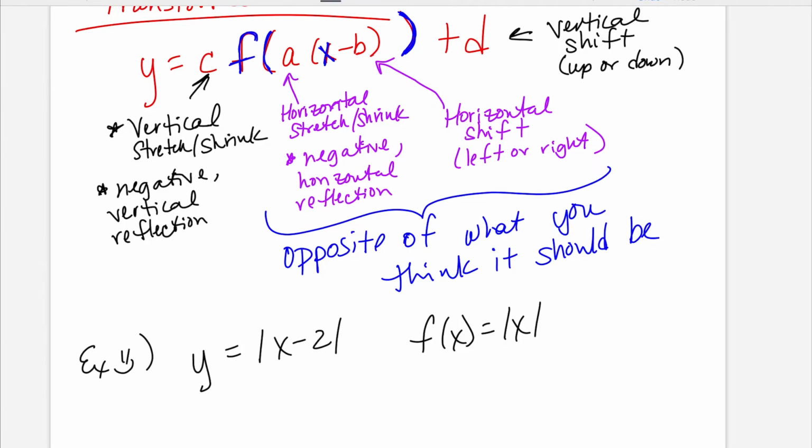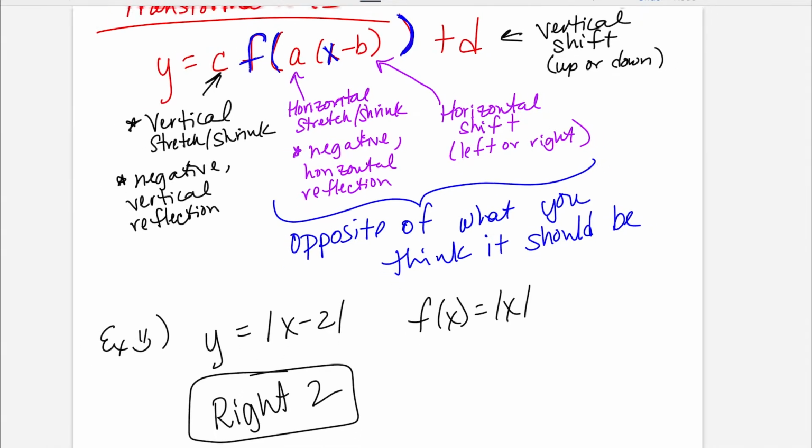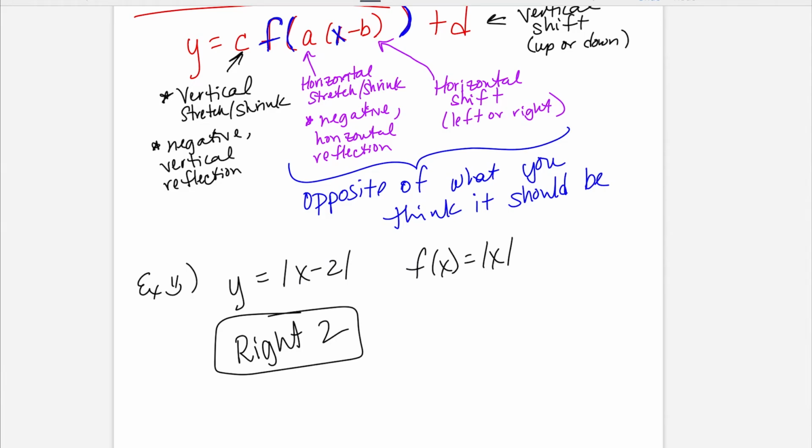So inside the absolute value, is that going to be horizontal or vertical? Horizontal, good. And this says minus 2. Remember what we know about horizontal? So what is this? Right 2, good job. Even though it's minus here that I'm looking at, it's going to go to the right 2 because my formula is a minus and I know horizontal is opposite of what we think.